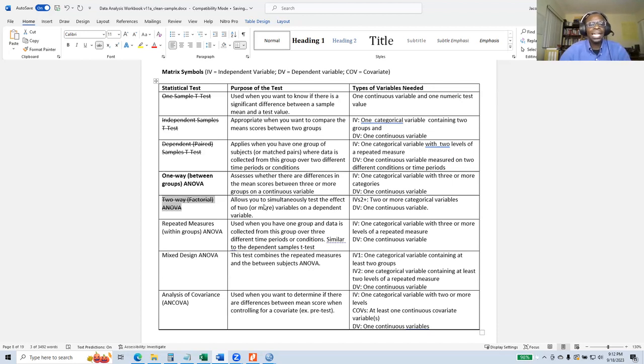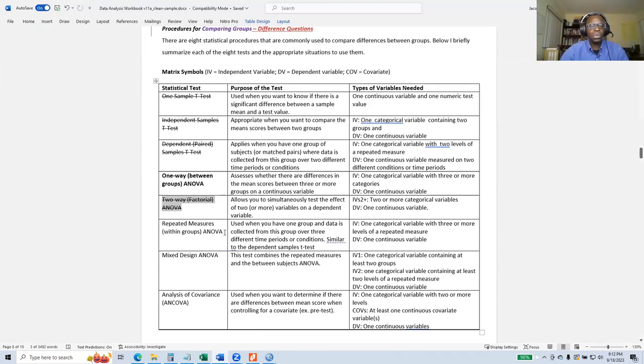Repeated measures allows you to simultaneously test the effect of two or more variables on a dependent variable. Okay, repeated measure. Use when you have one group and data is collected from this group over 3 different time periods or conditions. So let's say you're trying to test a pre-test, post-test, and then a follow-up. We're not doing that. We're not interested in that. That's not what the research question is. So that's out.